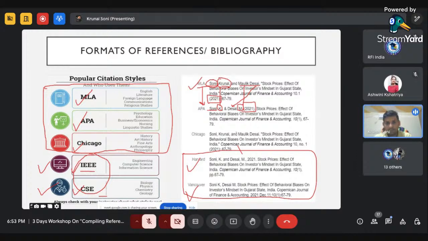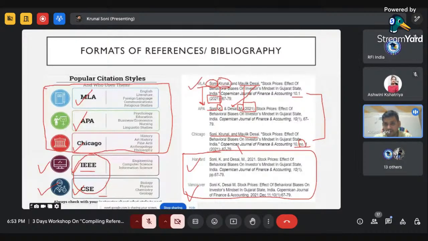Clear? Again, if you come to Chicago, it is the same as MLA, so the name is not changing. Again, the year of publication remains constant. There is a difference between MLA and Chicago. If you notice over here, this is volume and issue. So 10 is the volume and 1 is the issue. Over here, 10 is the volume and the issue is considered to be number, NO dot. So the issue is always written as NO dot.